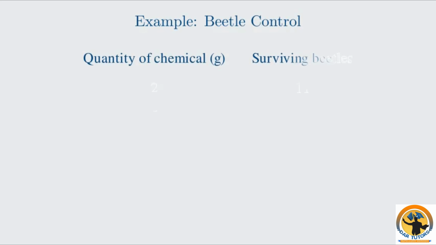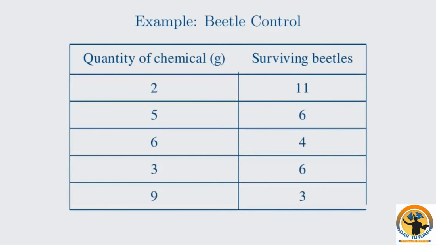Let's work through an example to see how to calculate and interpret r using a calculator. A botanical garden tests a new chemical to control beetles. They record the quantity of chemical used and the number of surviving beetles. First, we enter the data into our calculator's list editor. Let's put the quantity of chemical in list 1 and the number of beetles in list 2.